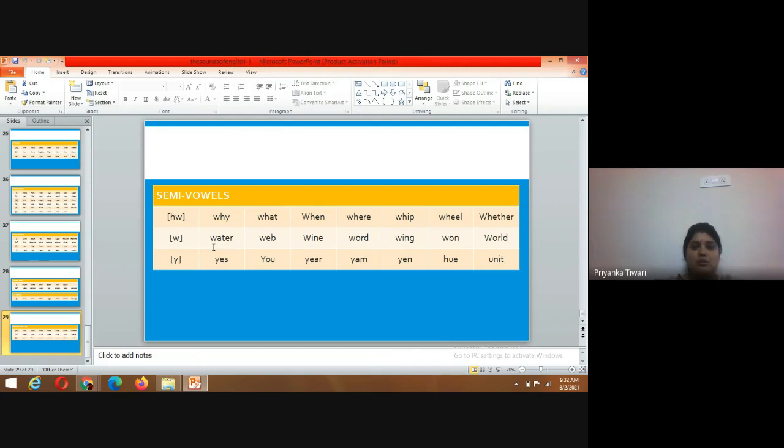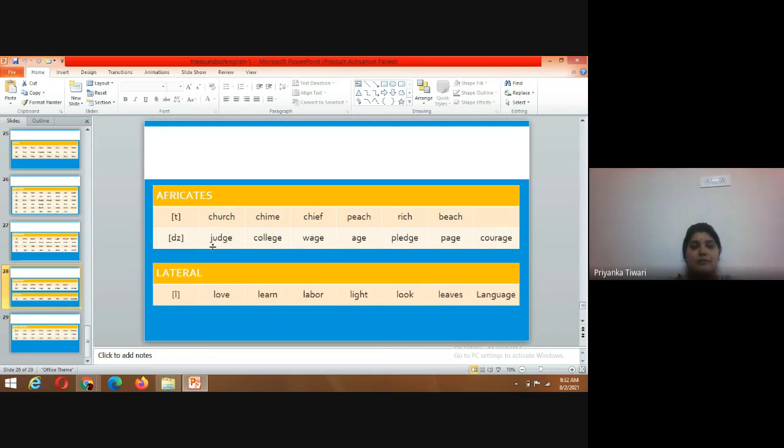So W: what, when, where, with, wheel, weather, water, wave, wine, word, wing, one, world. And Y: yes, you, ear, yarn, unit. In affricates: church, chai, chief, peach, rich, beach, zest, college, wage, edge, pledge, courage. In lateral, we have learn, love, labor, light, look, leaves, language.